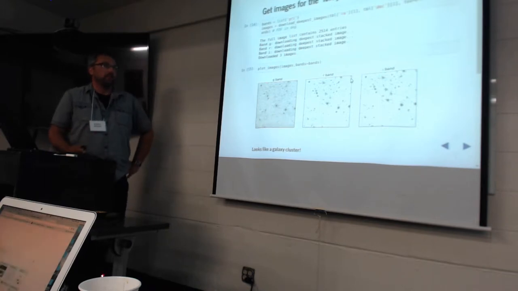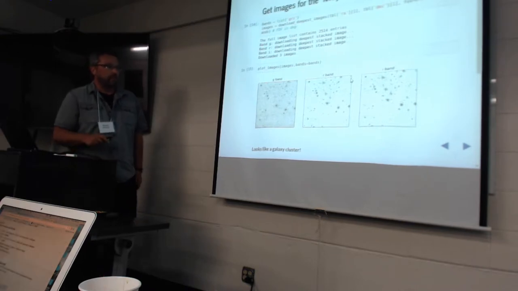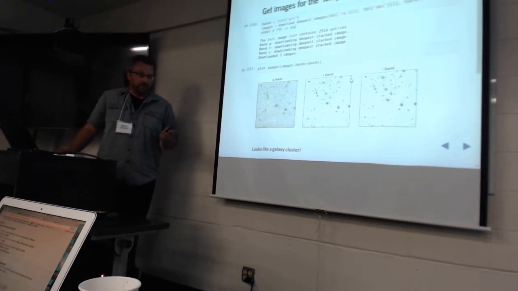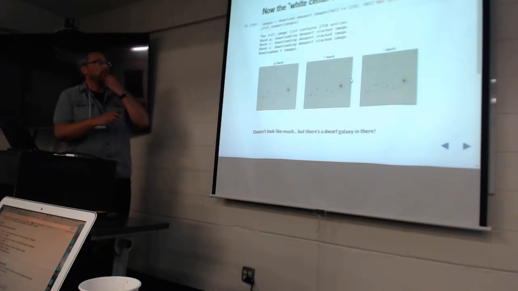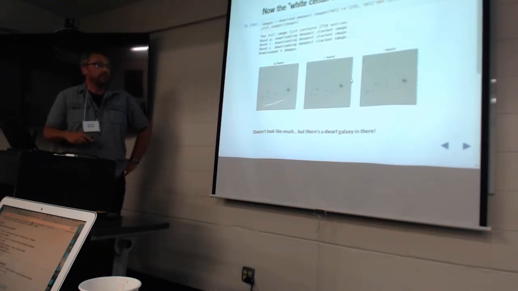But by inspection, and downloading an image is really one line, and 5 seconds of waiting, you see immediately, oh, this is not a dwarf galaxy. So it's an interesting science case, but it's not what I'm looking for. How about the other field? Same thing, 2 lines of code to download and to plot, and there is no galaxy cluster.